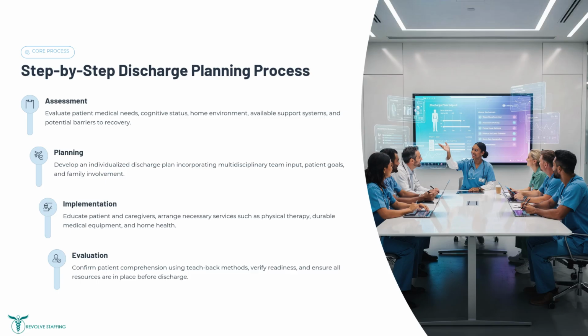Let's talk about the step-by-step process for discharge planning. The first step is to evaluate patient medical needs, cognitive status, home environment, available support systems, and potential barriers to recovery. Next, develop an individualized discharge plan incorporating multidisciplinary team input, patient goals, and family involvement. Then, educate the patient and caregivers and also arrange necessary services such as physical therapy, durable medical equipment, and home health. Lastly, confirm patient comprehension using teach-back methods, verify readiness, and ensure all resources are in place before discharge.